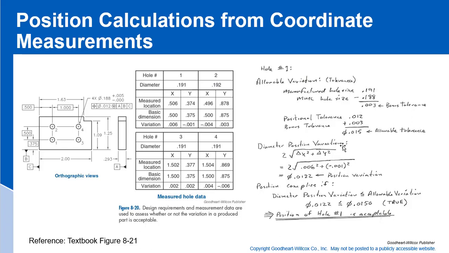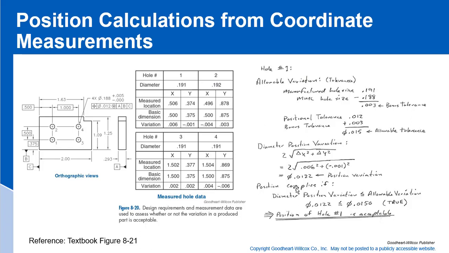Okay, so now to determine whether this part is good or not, I need to determine what the diameter of the positional variation is. And this is the equation from the last slide. So I'll take 2 times the square root of 6 thousandths, that's this 6 thousandths here, squared, plus 1 thousandth squared here. Okay, and that gives me a position tolerance variation of 12.2 thousandths.